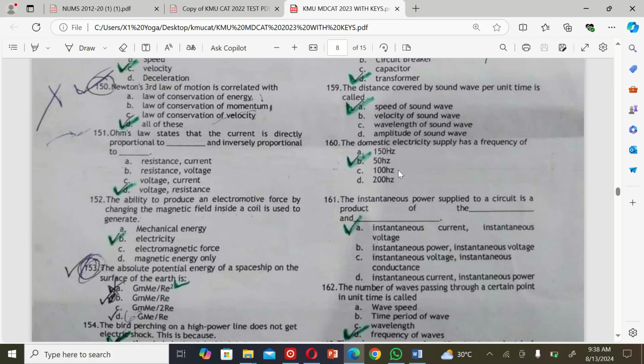The next MCQ is: the domestic electricity supply has a frequency of A, 150 Hz; B, 50 Hz; C, 100 Hz; and D, 200 Hz. So the correct option is B, 50 Hz.